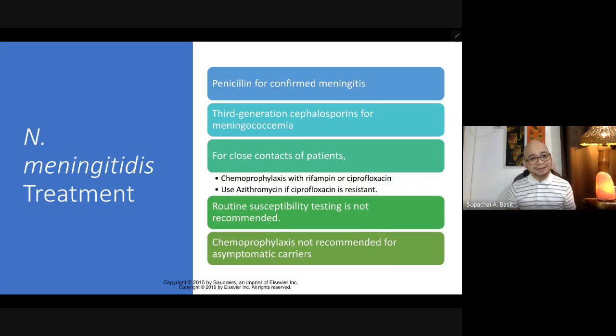Is there a treatment? Fortunately, there is. Again, penicillin for confirmed meningitis. But then again, baka may mga resistant na to penicillin. So, third generation cephalosporins for meningococcemia. So, again, magkaiba si meningitis sa meningococcemia.